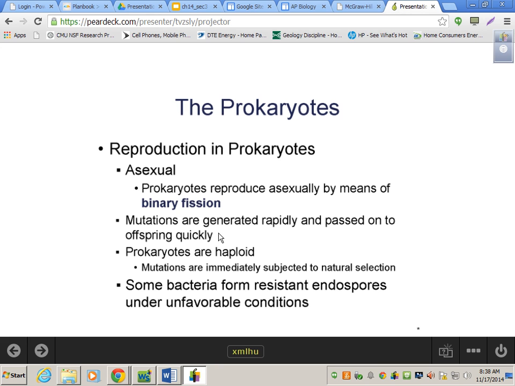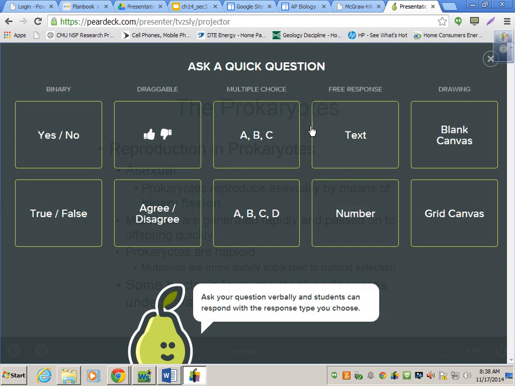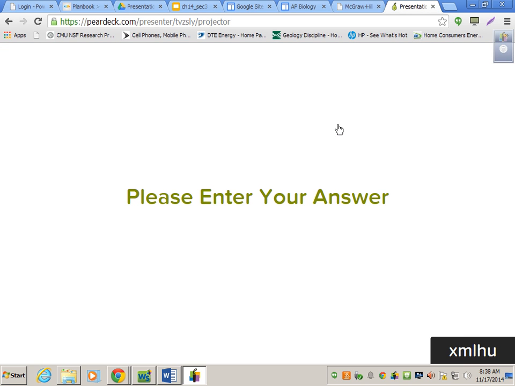Well, why are mutations generated rapidly? There's a few reasons. Well, let's see what you guys come up with. Why would bacterial DNA mutate rapidly?